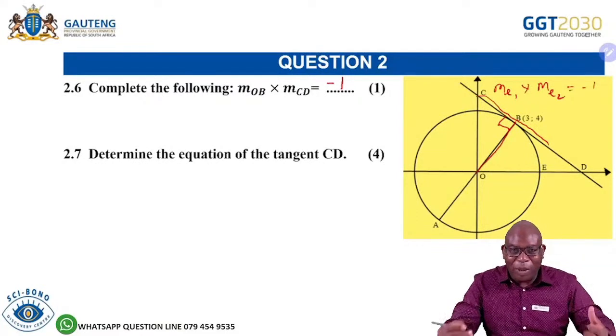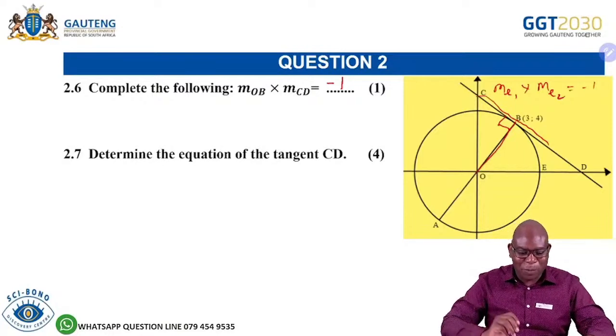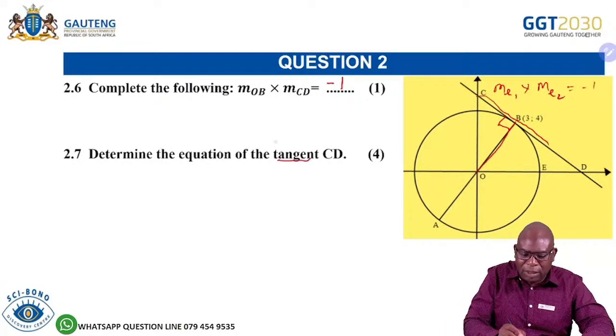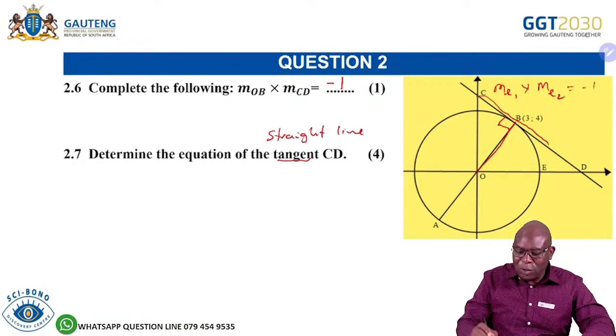Now, remember we are targeting some marks here. Determine the equation of the tangent CD. Oh, tangent. What is a tangent? Nothing else. Straight line. So the tangent is a straight line. All right. So then I need the equation of the line CD. But what do I know about the gradient of that line? Oh, I already know it. The gradient of OB.